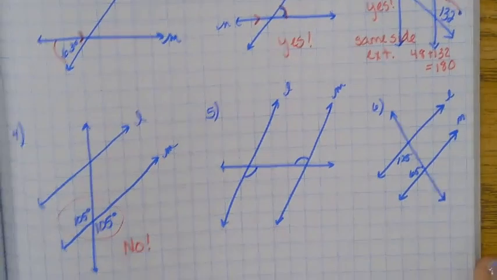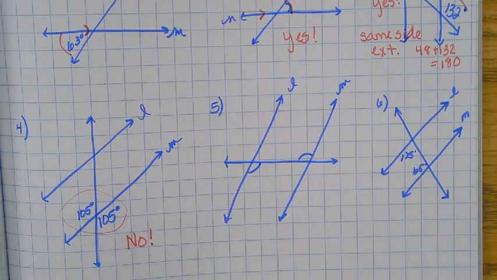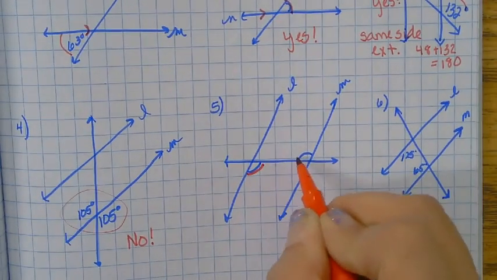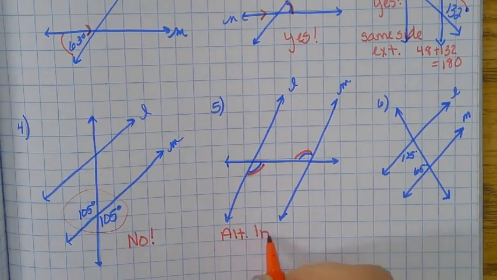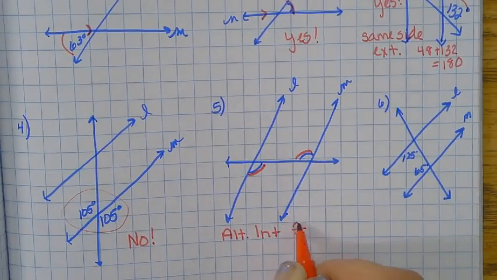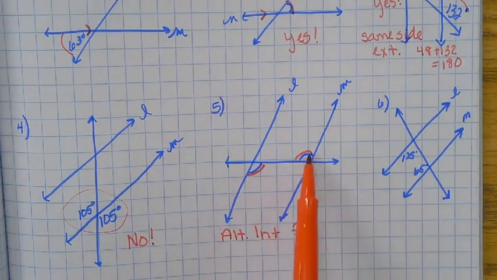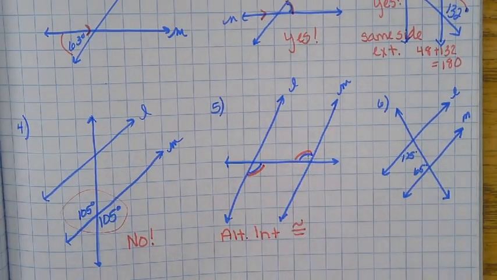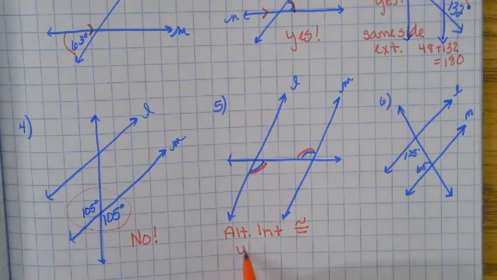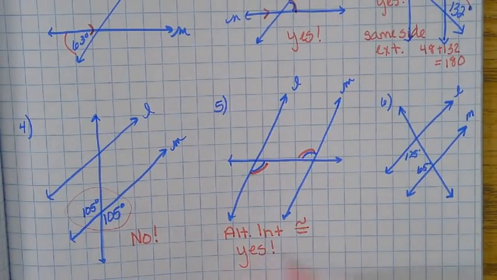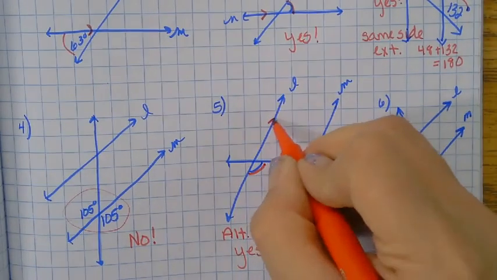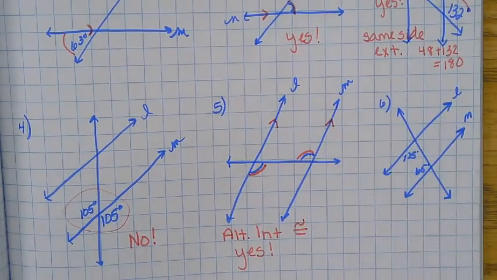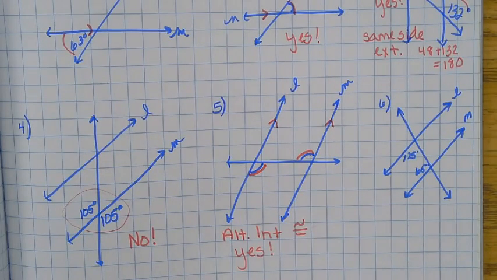Okay, what kind of angles are number 5? Alternate interior. And they should be congruent, right? Are they congruent? Yeah, they're marked congruent, right? So that means yes, they are congruent. And yes, that would be enough to say that these are in fact parallel lines.